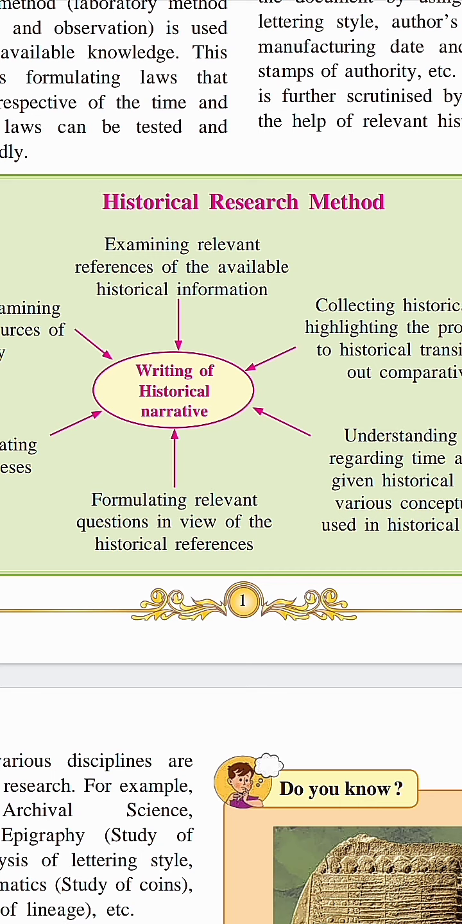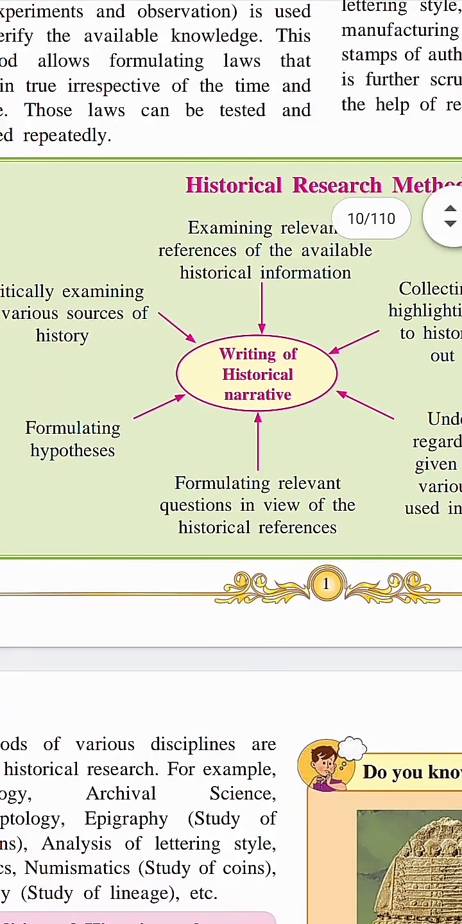Now let me tell you, when you form relevant questions and you get the answers to those questions, then your historical research is on the right track. Or if you don't get the answers to these questions, then my dear students, you need to do more and more research. So this is the historical research method. It involves 6 steps, not 5 steps, 6 steps.